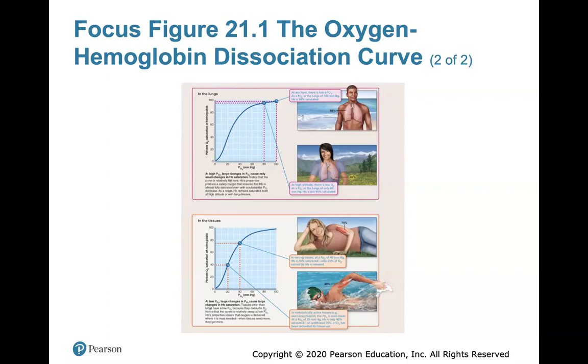So as a result, the hemoglobin remains saturated even at high altitude or with lung disease. For example, in the tissues at low pressures of oxygen, large changes in oxygen cause a large change in hemoglobin saturation. So tissues other than the lungs have a low partial pressure of oxygen because they consume oxygen. And notice that the curve here is relatively steep at low partial pressures of oxygen, and hemoglobin's properties ensure that oxygen is delivered where it is most needed. When tissues need more, they get more, such as your muscles during exercise.